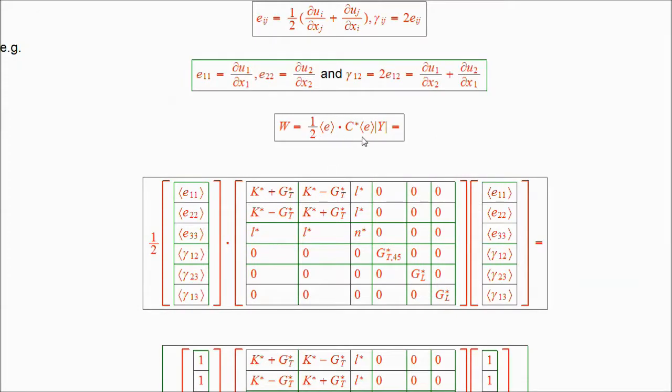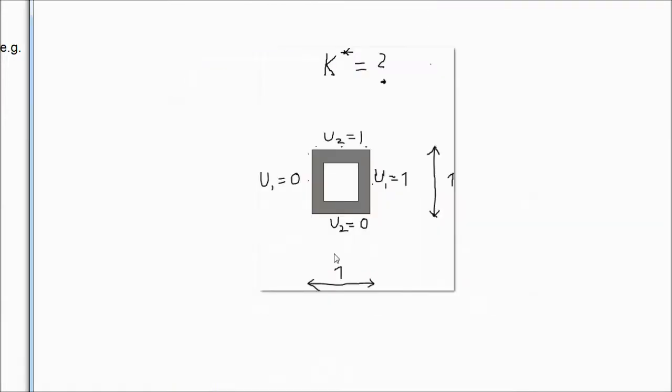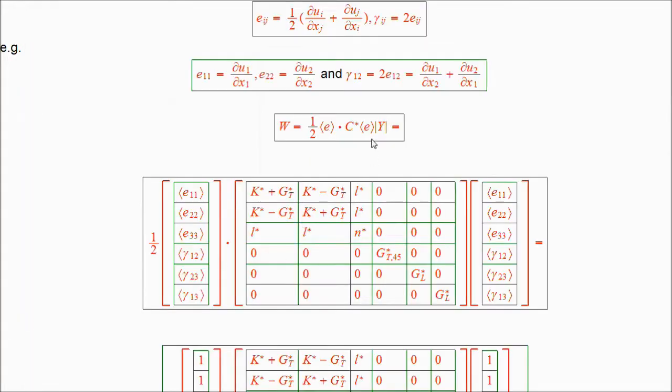Let me also emphasize that the absolute value of capital Y is equal to 1. This is just the area of the cell. And as we saw on this figure, we have assumed that the length is 1 in the x direction and 1 in the y direction. So of course the area here is equal to 1. That's the reason why we don't use the absolute value of Y in the calculation of the energy, just because it's 1.